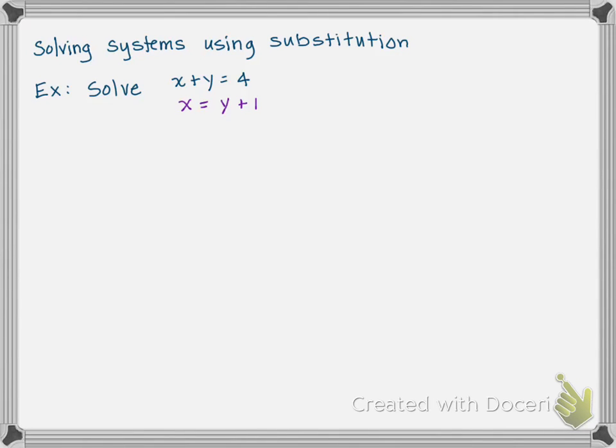So when I look at this, the first thing I notice is that that second equation tells me what x is equal to. So it says that x and y plus 1 are equivalent, which means that I can use them interchangeably. Anywhere I have an x, I could put a y plus 1 because they have the same value. That's what that equal sign means, right?